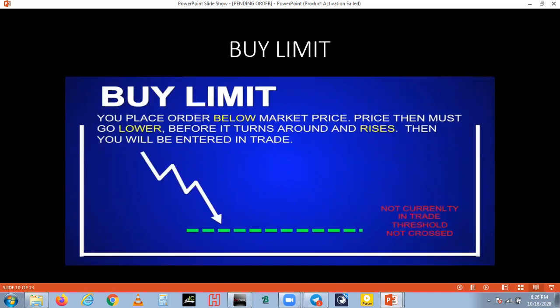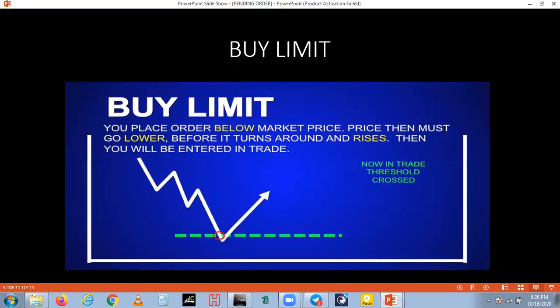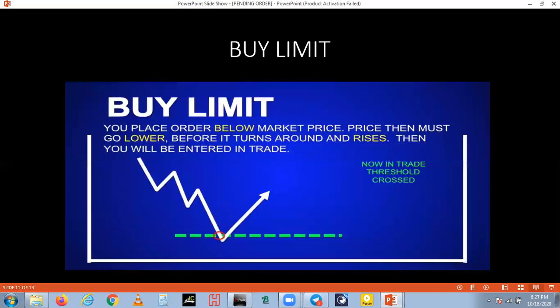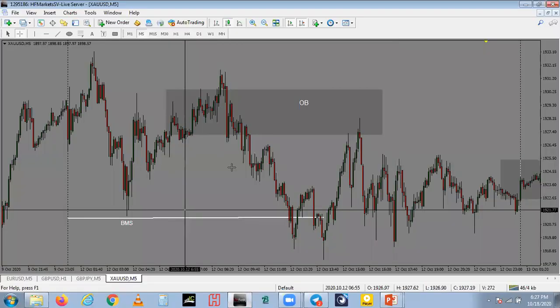So we have buy limit also. You place the order below market price. Price then must go lower before it turns around and rises. I'm going to show you because it's in the picture. It looks similar to buy stop and sell stop, so it will look confusing. So let's go to the chart. Let me show you buy limits now.